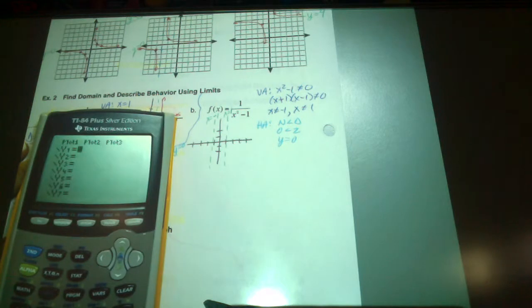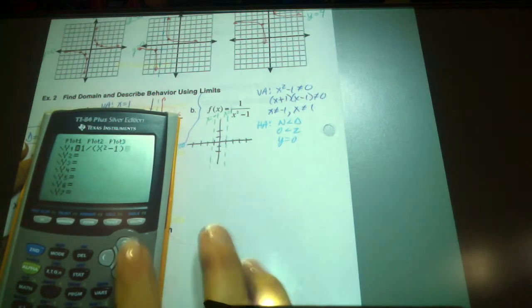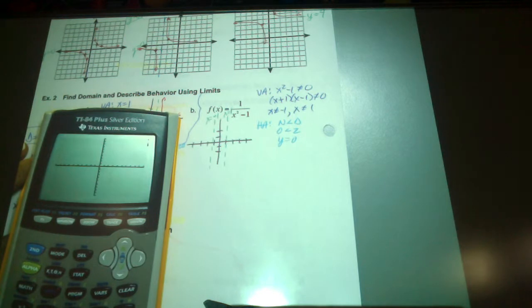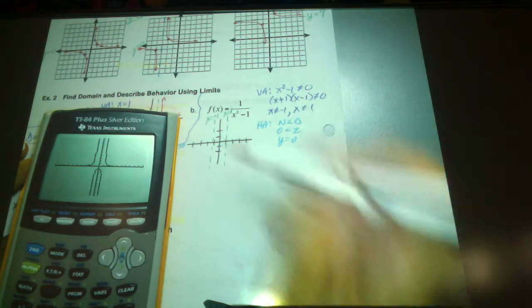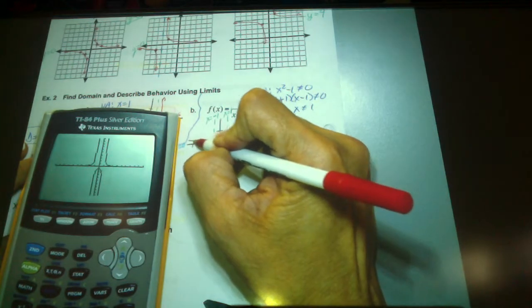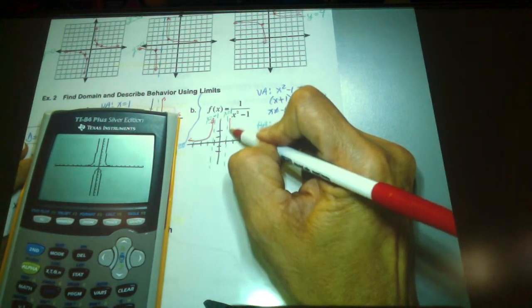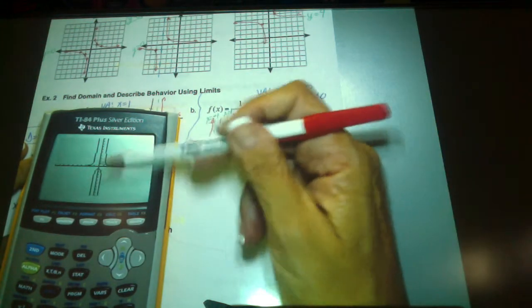So I'm going to put in 1 divided by, use parentheses, x squared minus 1. So it looks interesting. You have 3 parts to the graph. You've got a swoop on the left that's approaching this horizontal asymptote and this vertical asymptote. So it approaches both of those. And then you have a swoop on the right that approaches both of those in that first quadrant. And then this is like a parabola.